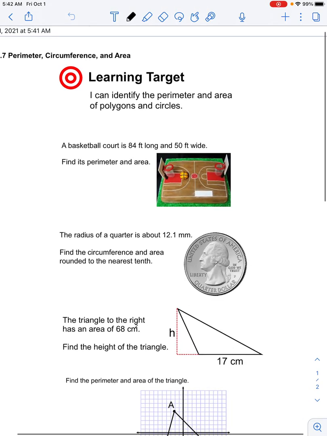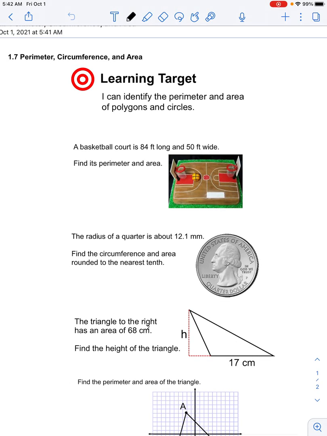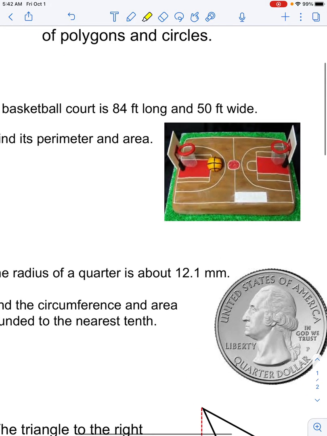All right, let's take a look. Geometry. We are in the last lesson of this unit, so almost there. For this learning target, we're going to be focusing on the perimeter and area of polygons and circles.